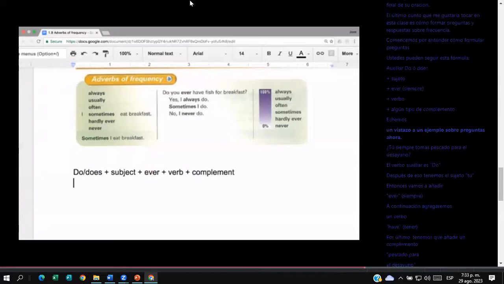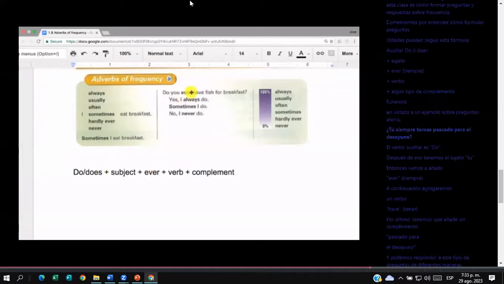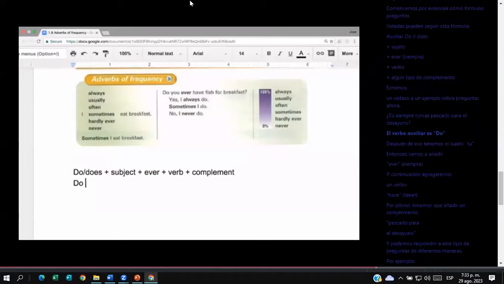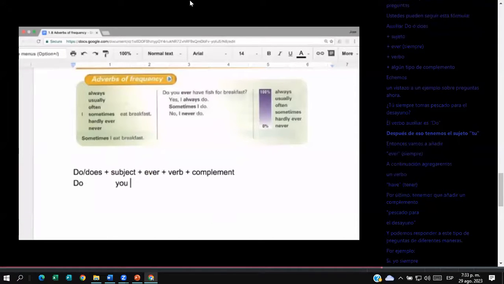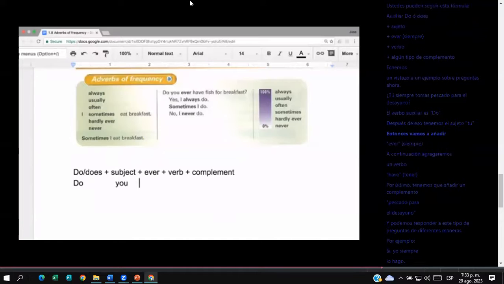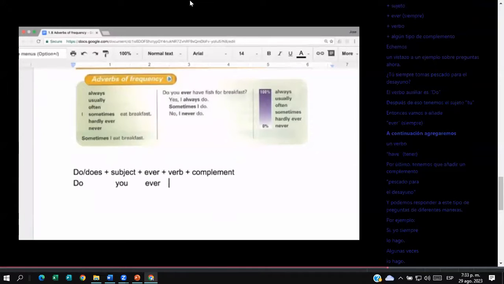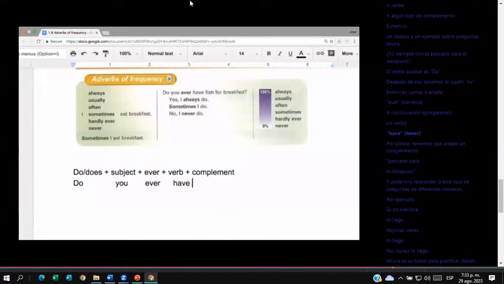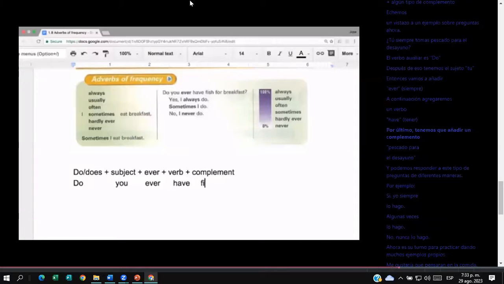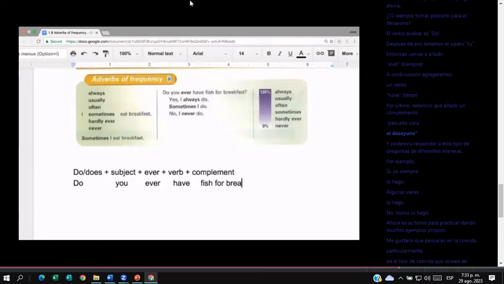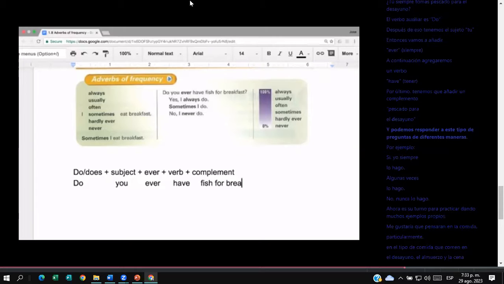Let's take a look at the example question now. Do you ever have fish for breakfast? The auxiliary verb is do. After that, we have the subject, you. Then we will add ever. Next, we will add the verb have. Finally, we need to add a complement. Fish for breakfast.